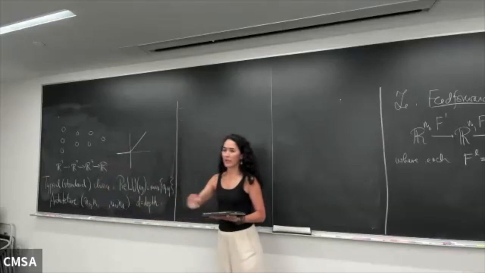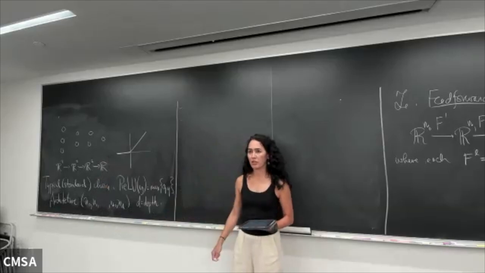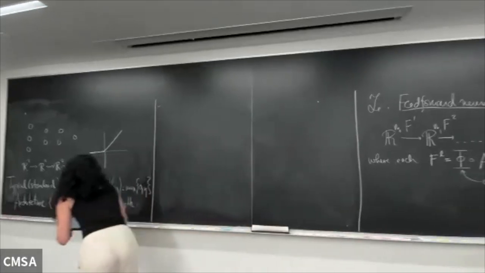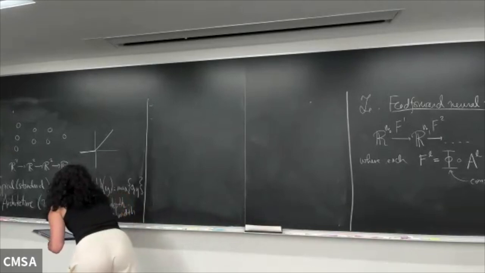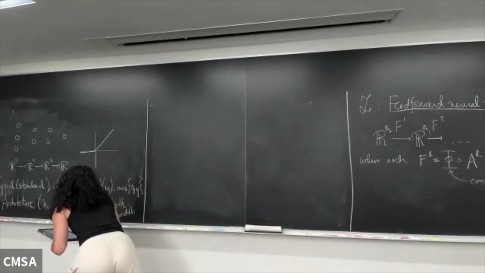And the width of the network is kind of the maximum dimension of the layers. So the width of the network is just the max over the n_i.